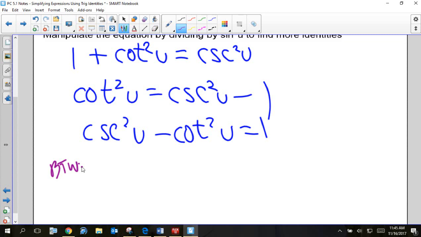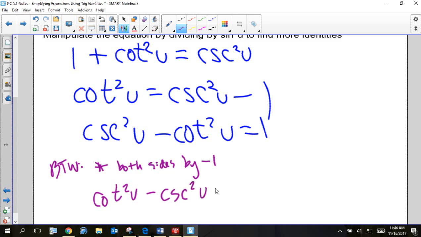Remember, you're allowed to do anything you want as long as you do it to both sides. If you wanted to, for any reason, have it equal -1, what would you have to do to this side? I would have cotangent squared u minus cosecant squared u equals -1. So you could even rearrange them more. That's not one of my 9, but you could make more than 9.